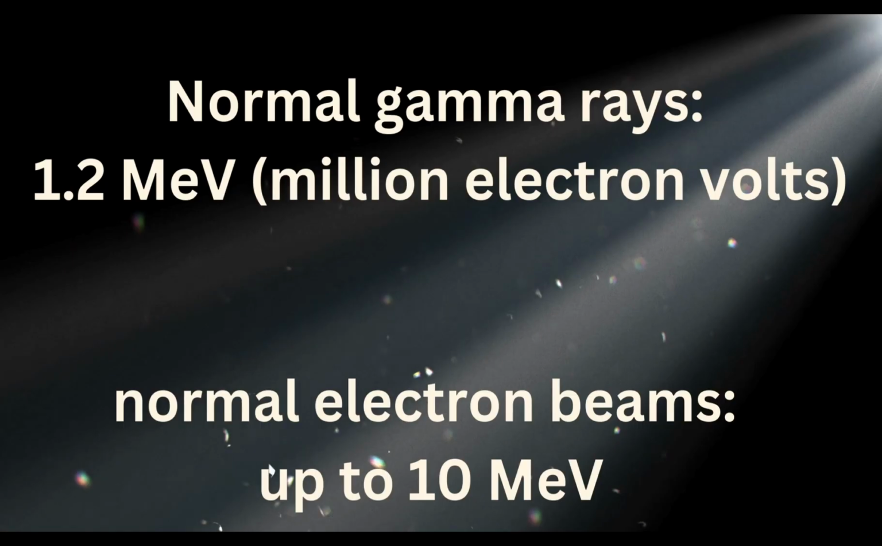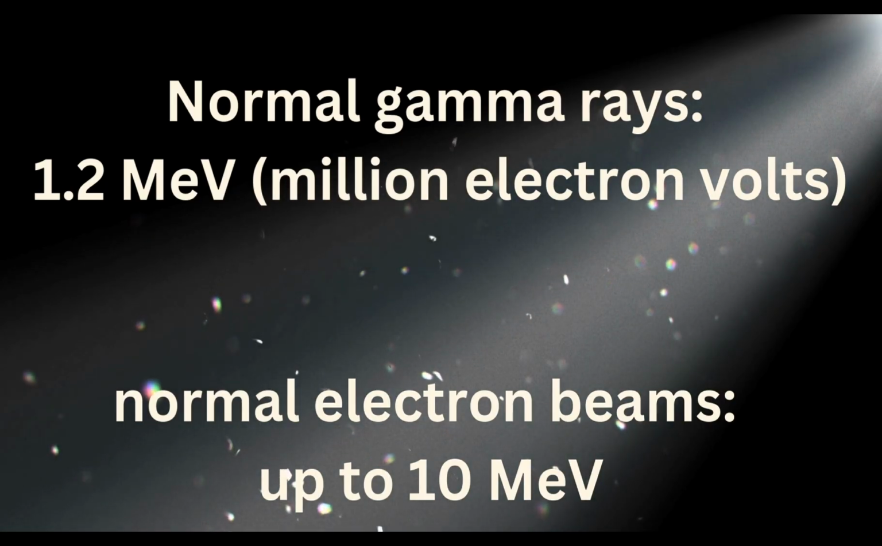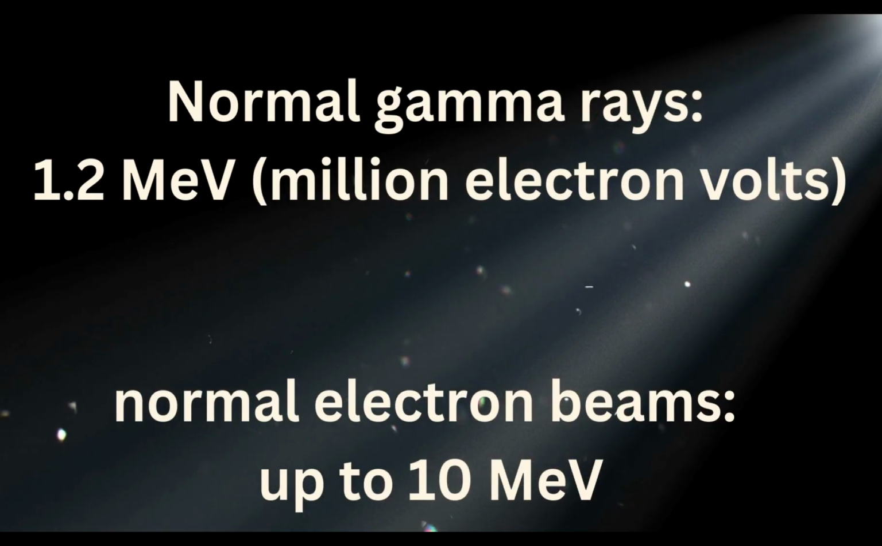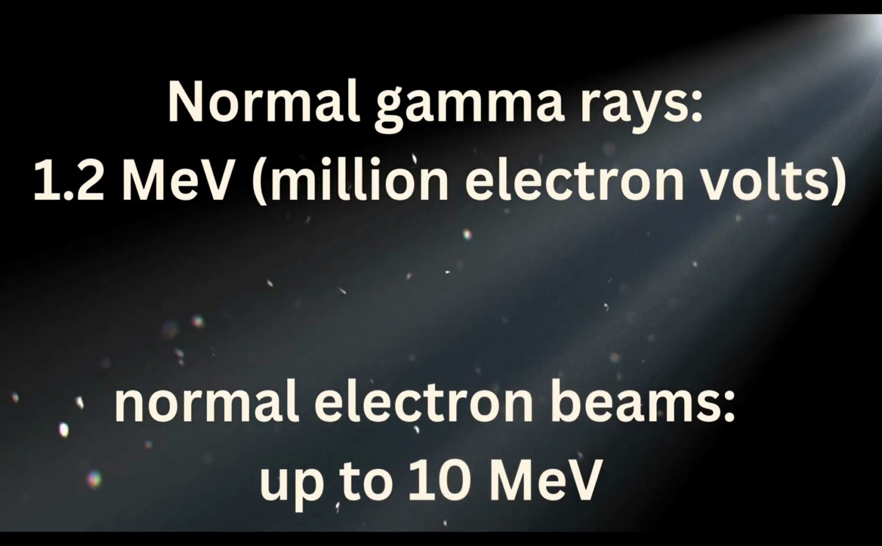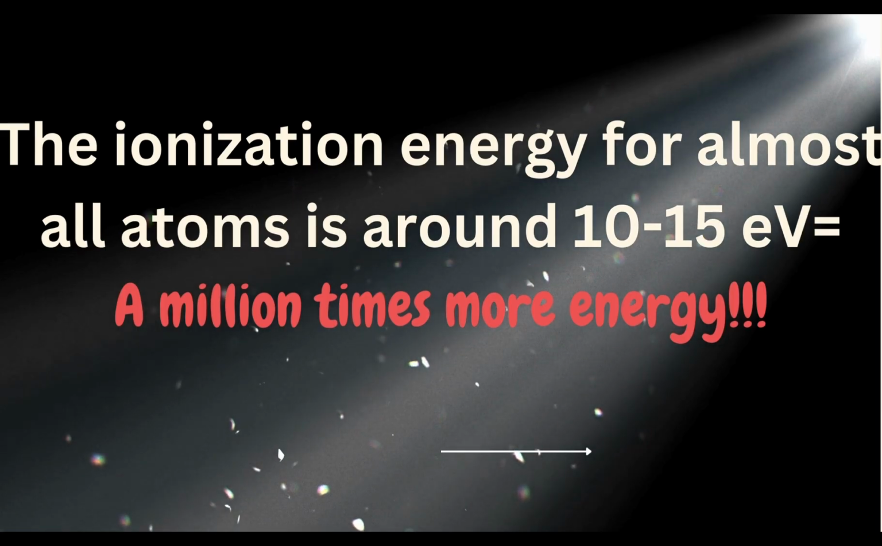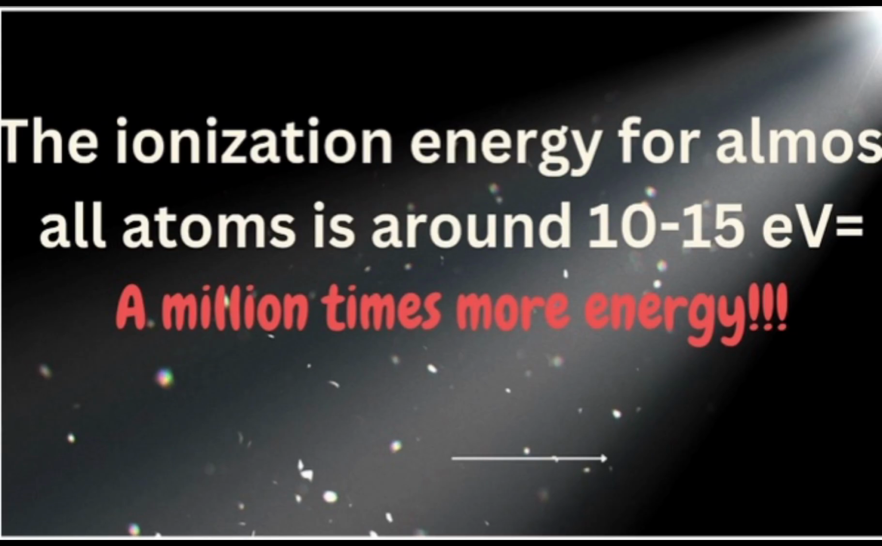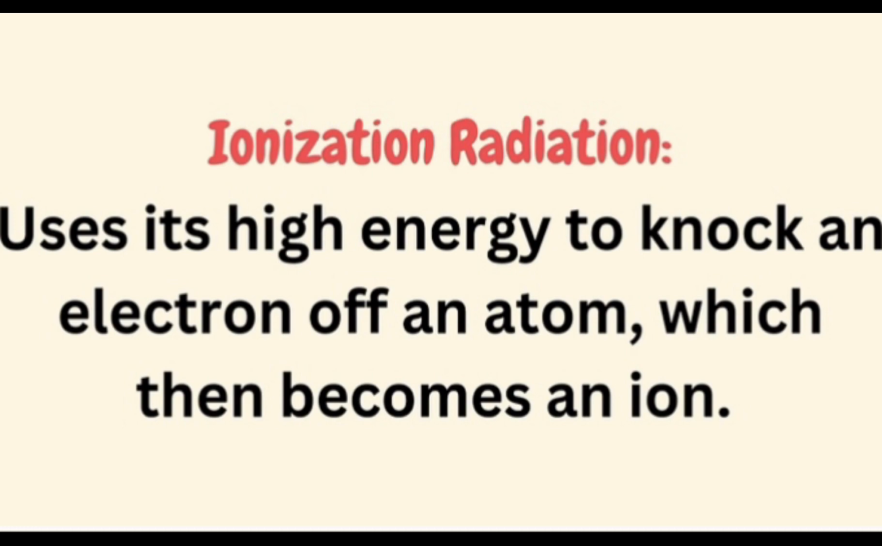The rays can ionize the food because of their high energy, which is even higher than visible light. Normal gamma rays are only around 1.2 million electron volts, and normal electron beams are only up to 10 million electron volts. The ionization energy for almost all atoms is around 10 to 15 electron volts. This is a million times more energy than needed to knock an electron off of an atom, which then becomes an ion. That is exactly how food irradiation works. It uses high energy waves to ionize atoms inside of the food.